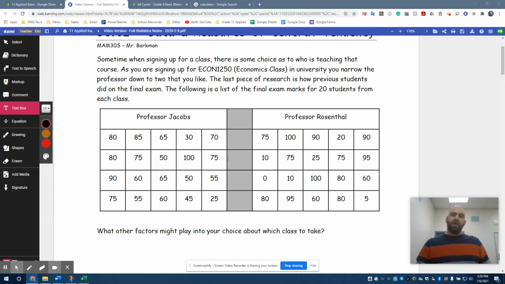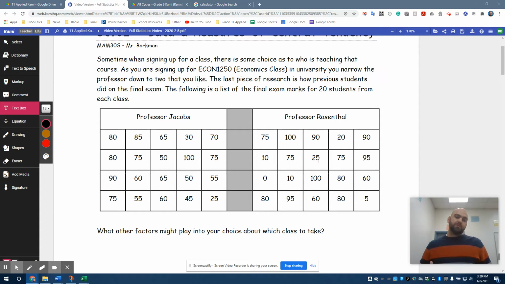So in this box, we are given 20 exams for each one. Professor Jacobs, here are 20 exams that have been written and the marks that they got. Professor Rosenthal, here is another 20 exams and the marks that those students got on theirs.